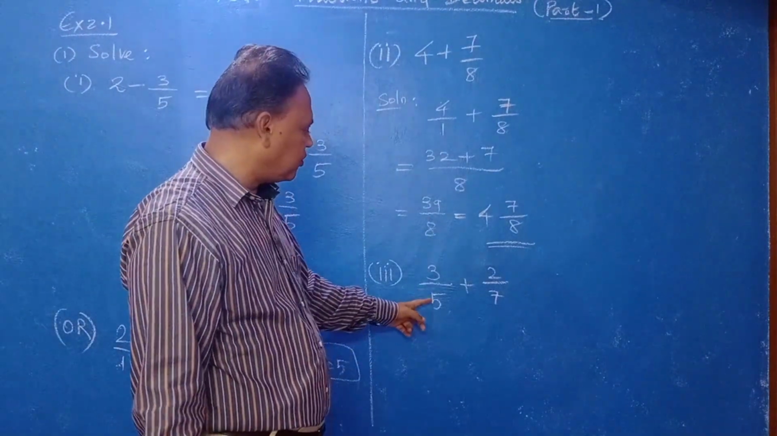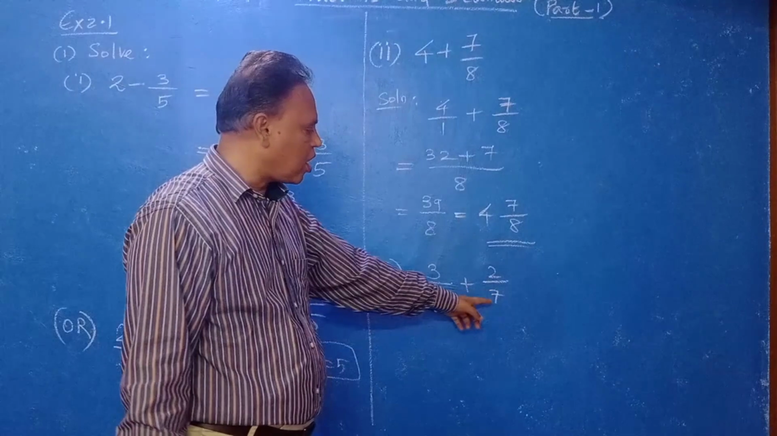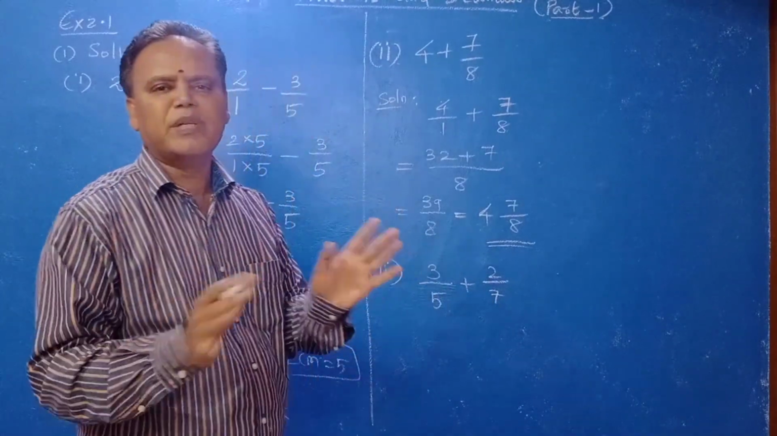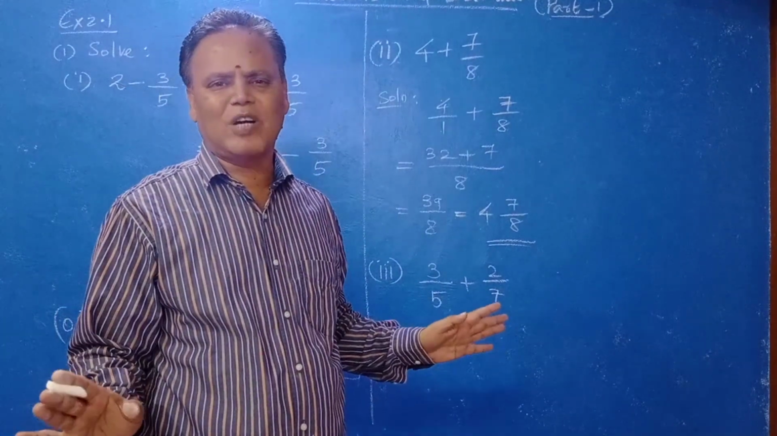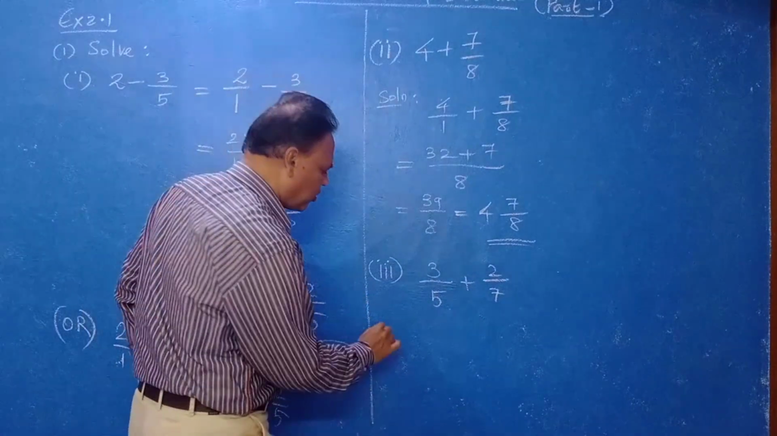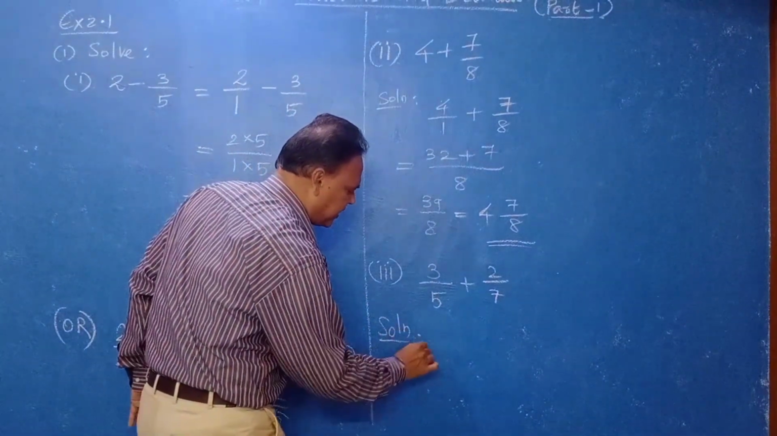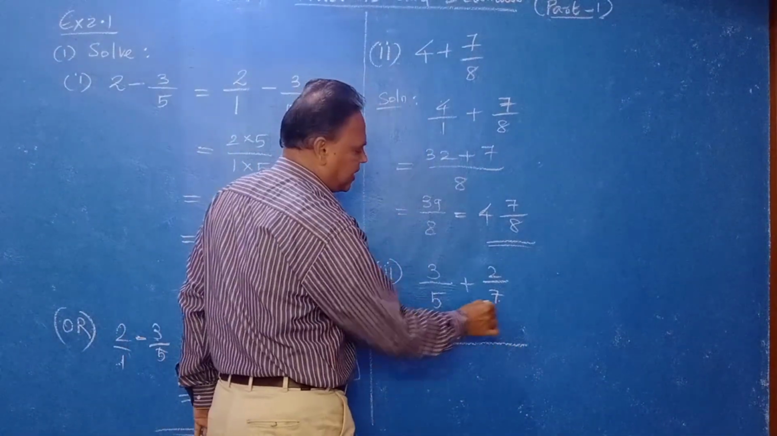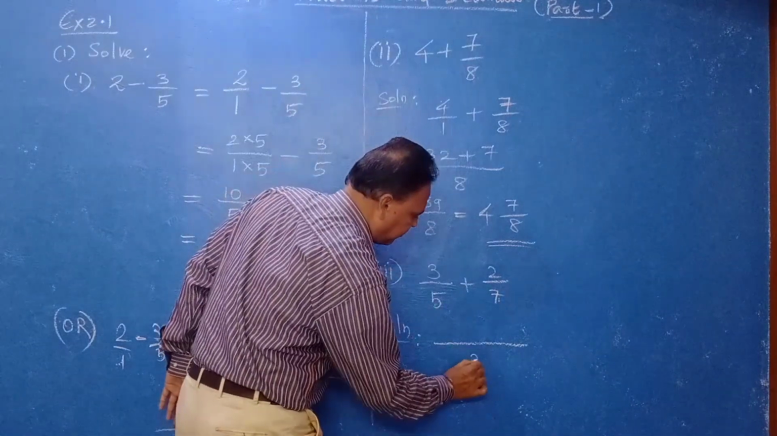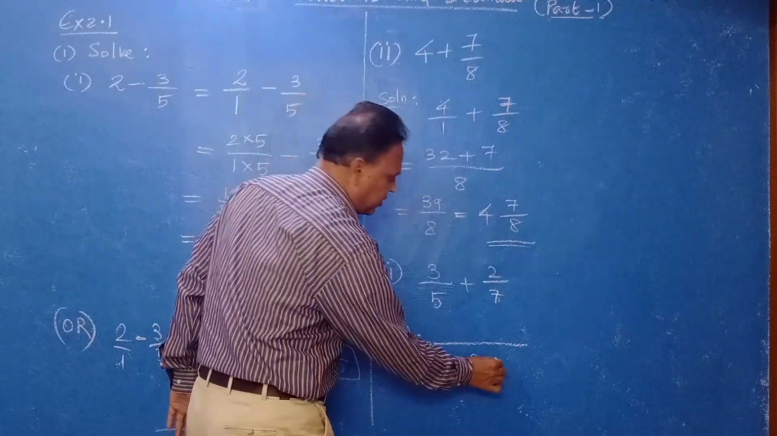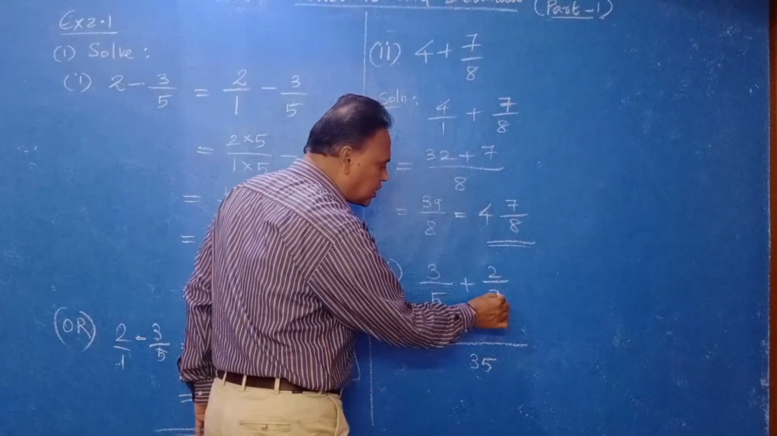You see this problem. You see the denominator. Both are prime numbers, which means no common factor at all other than 1. Clear? So what you have to do? Multiply the denominators. What will you get? 5 into 7, 35. Correct?